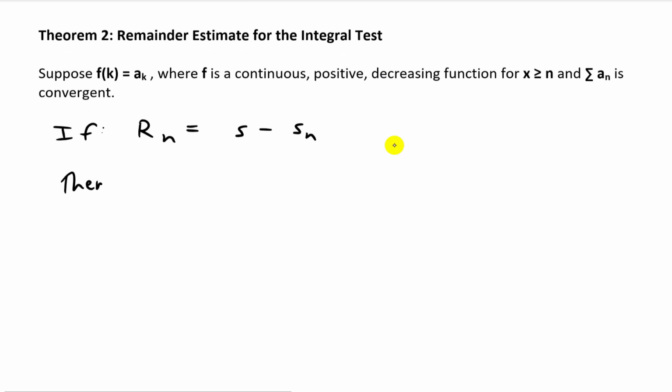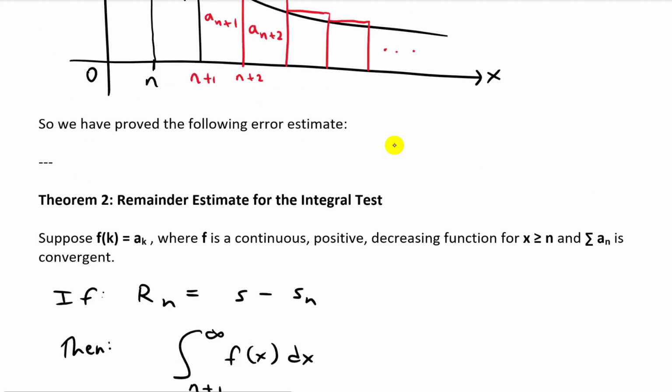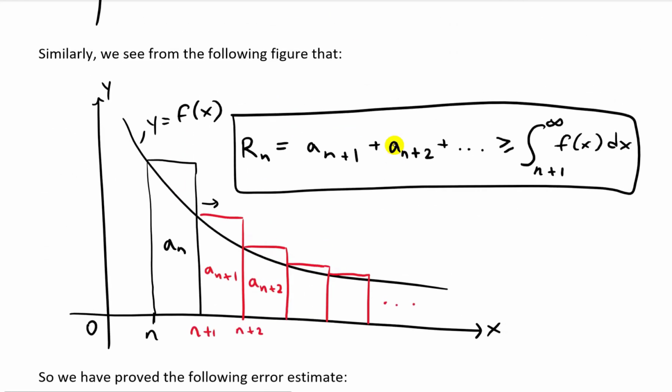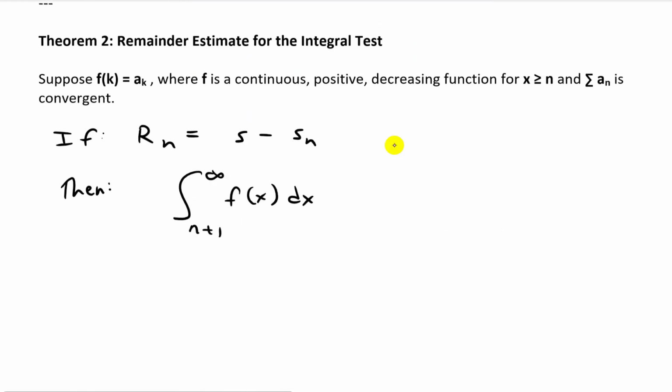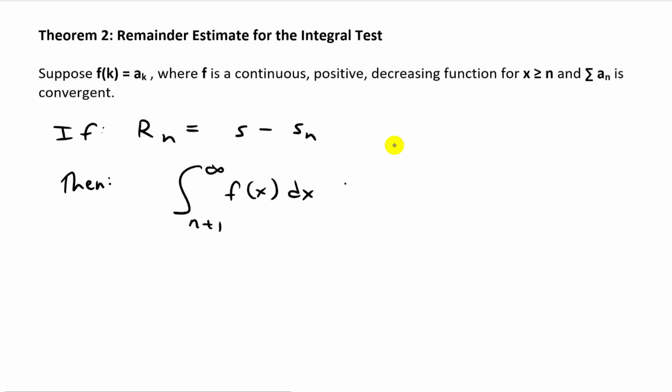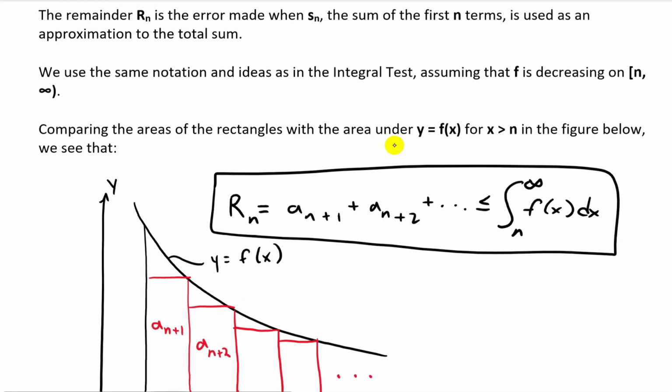what we end up having is the integral from n plus 1 up to infinity of f of x dx. This right here is going to be less than our R_n. So R_n is going to be greater than this, so the remainder is greater than the area under the curve to the right of it. So this is less than or equal to R_n. But then R_n is going to be less than or equal to the integral from n to infinity of f(x) dx, like that.